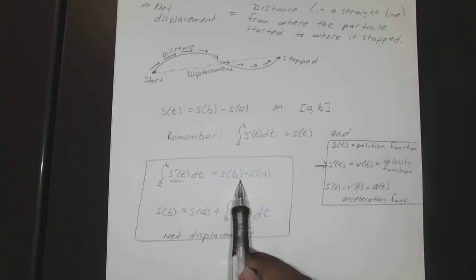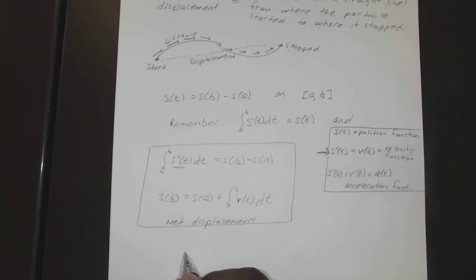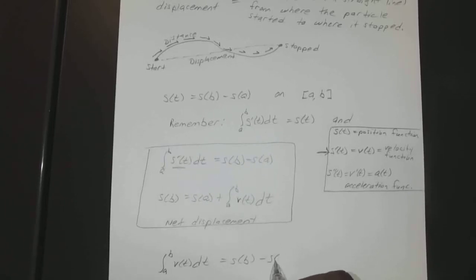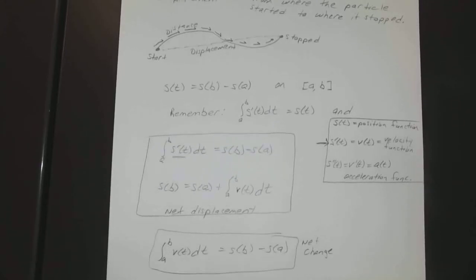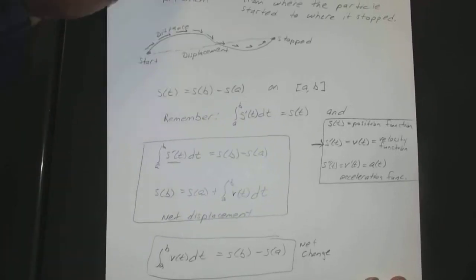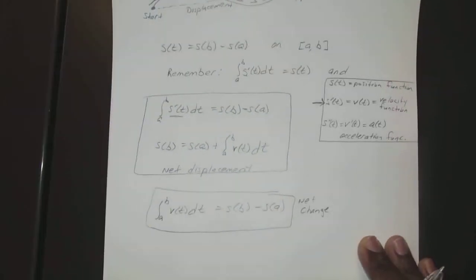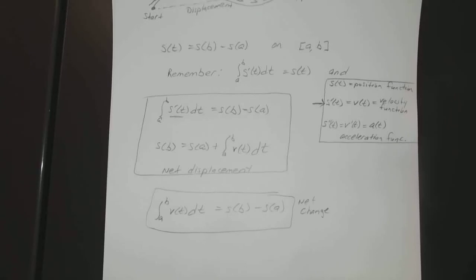Now when you have it in this form, I'll put it down here. The integral from A to B of v of t with respect to t is S of B minus S of A. That's your net change form. Bring that up a little bit. Okay. Absolutely no difference other than that adding of S of A.